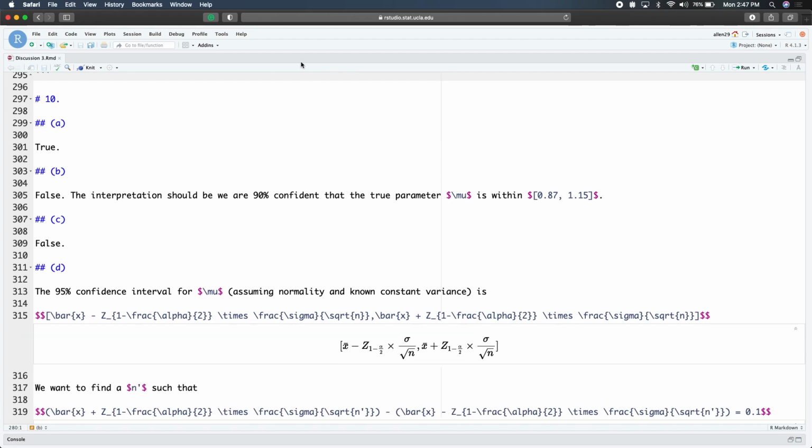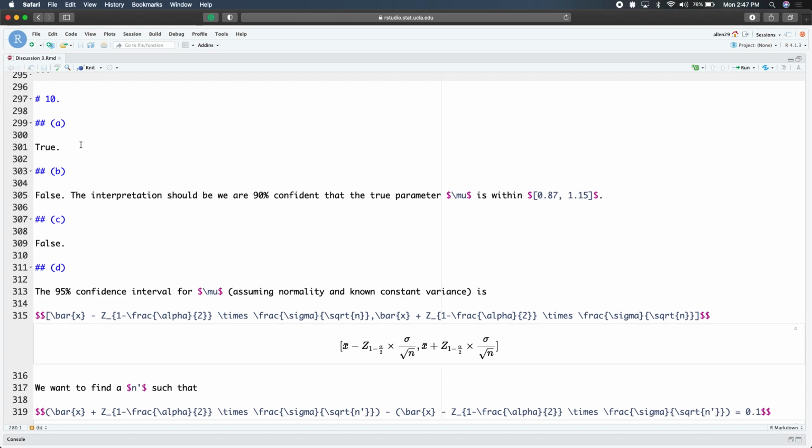And then for question 10, the first claim is true. That's the definition of the confidence interval. The second one is incorrect because the interpretation should be that we are 90% confident that the true parameter is within this range. The C is also false because the interpretation is wrong.